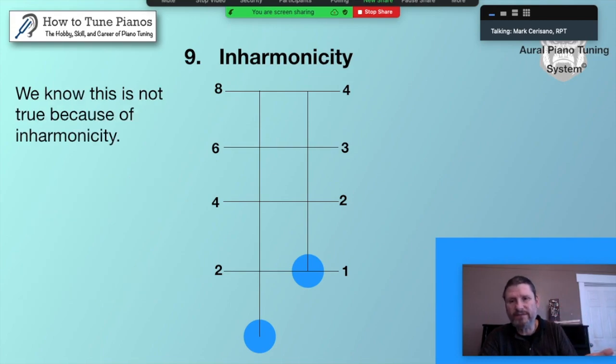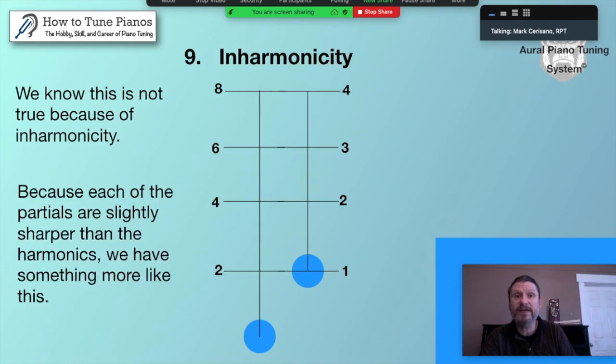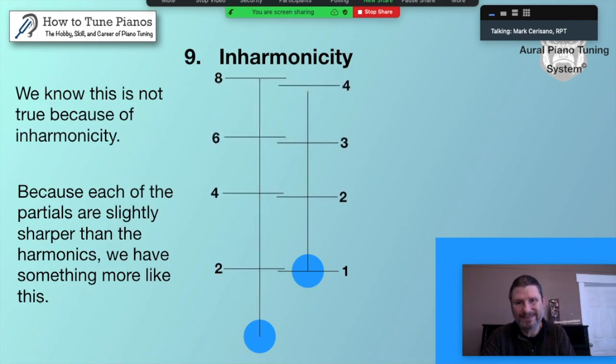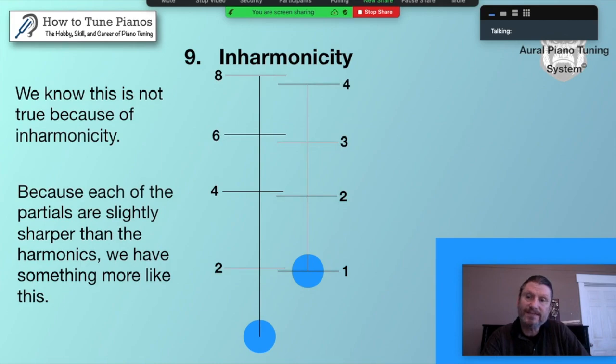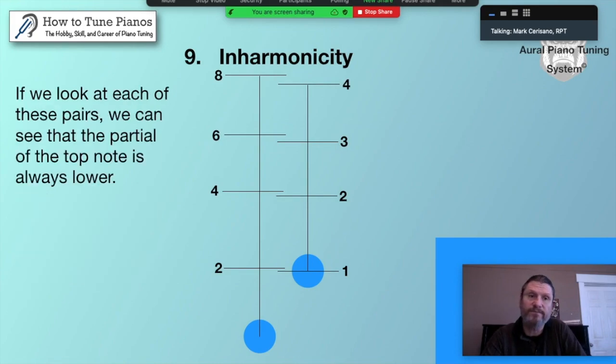This is not what we find in a piano because of inharmonicity. Because each of the partials is slightly sharper than the harmonics, we have something more like this. This is how the partials kind of relate to each other. If you look at each of these pairs, we can see that the partial of the top note is always lower. What does that mean? If the top is lower, we got a bunch of narrow intervals. A narrow 2-1, a narrow 4-2, a narrow 6-3, a narrow 8-4.